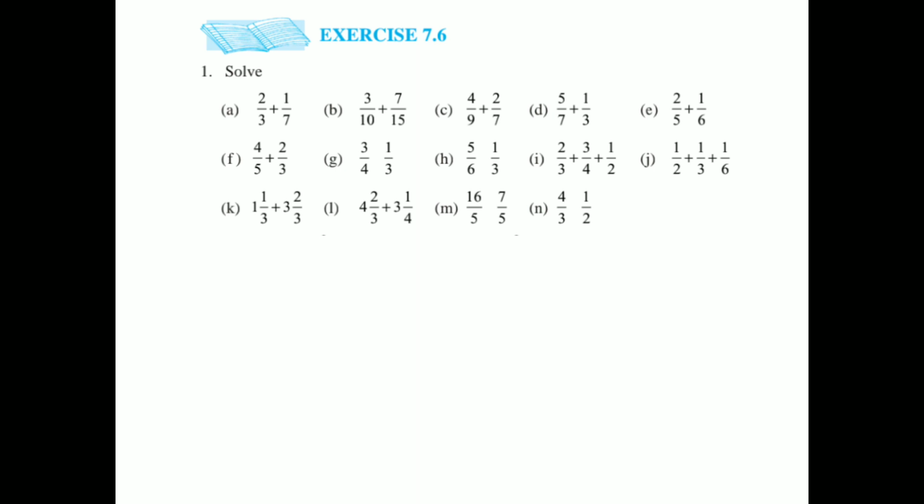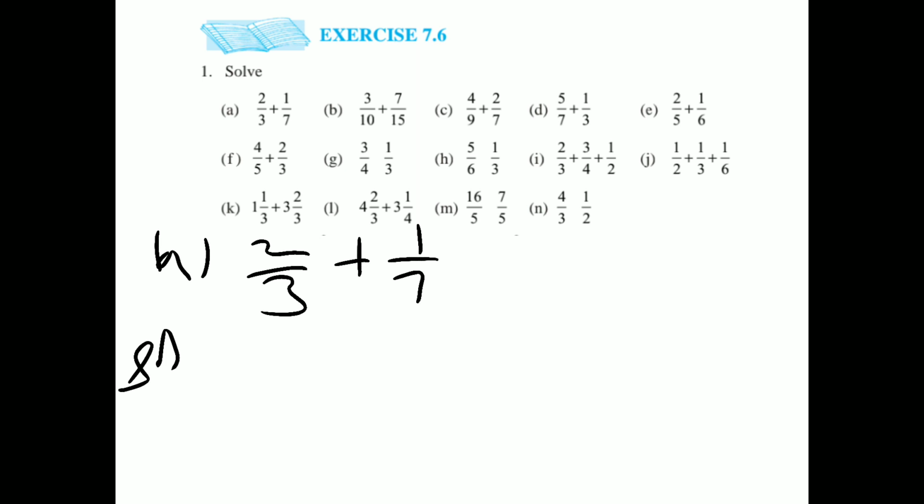Question number 1 is solve. Means you have to solve. Now see in A part, 2 upon 3 plus 1 by 7. The denominators are not the same, so what you do, you will find out the LCM of it. Clear?